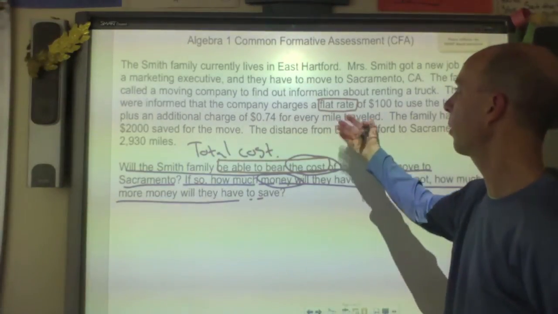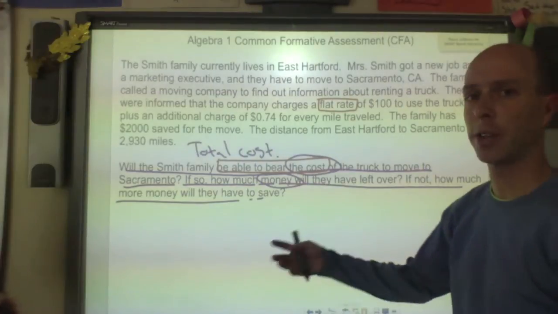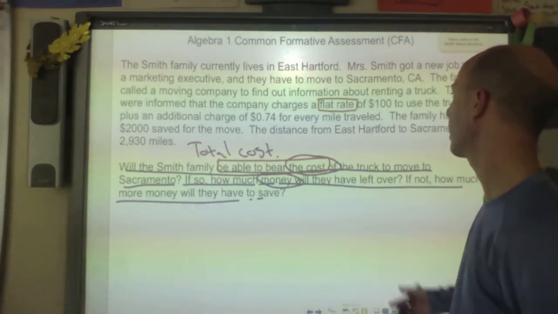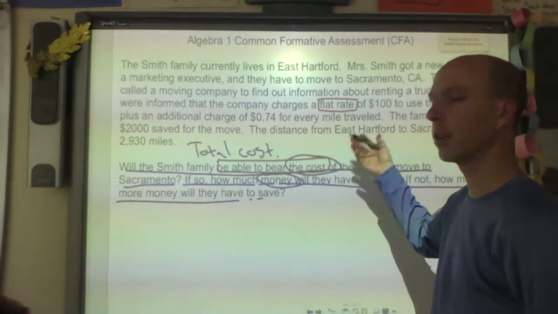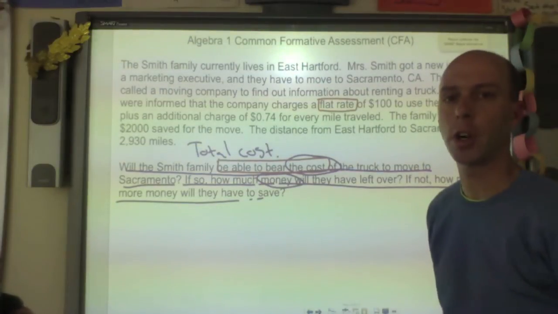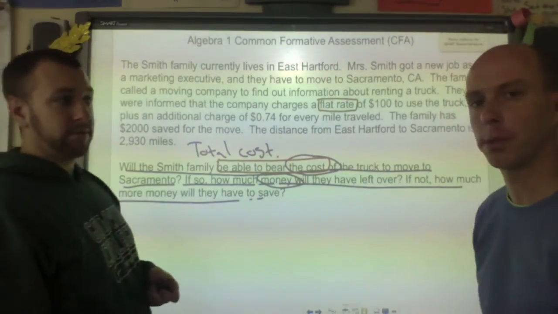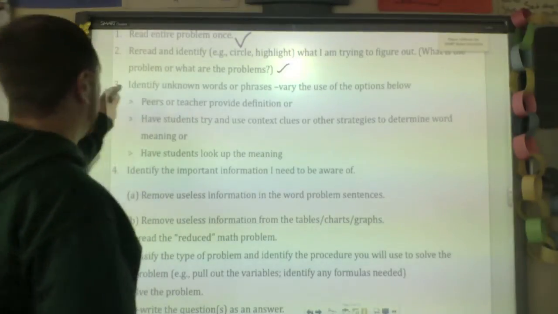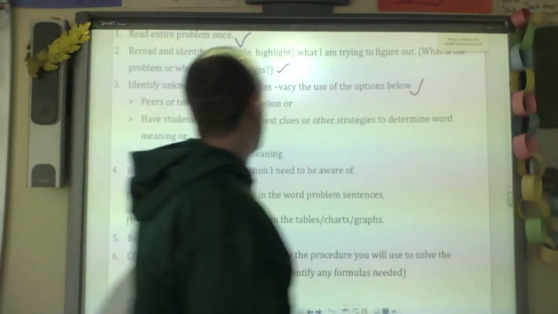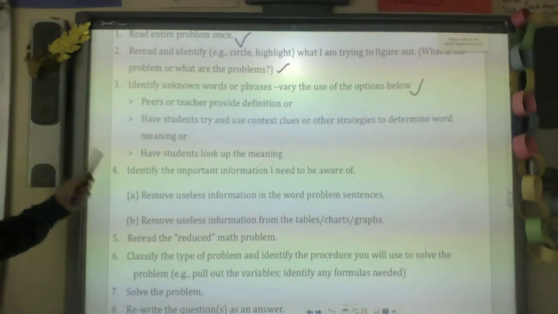If you look at the term flat rate, again, you might not understand what that means. You can ask one of your peers or teacher, but that's just kind of the set fee. That's a standard fee or set fee that a company charges for a particular item, in this case, renting a truck. Okay. So now we've identified some words and phrases. Now we're going to identify the important information.